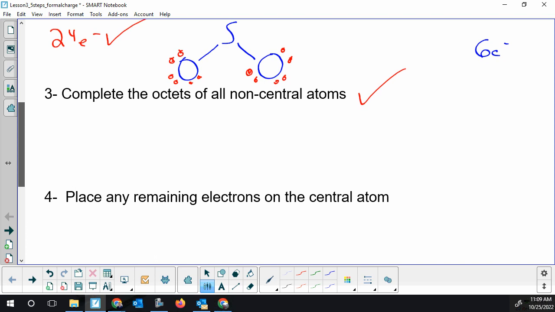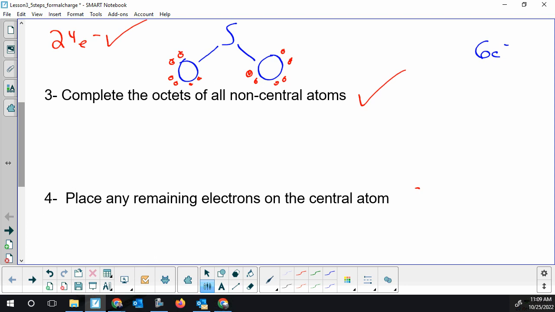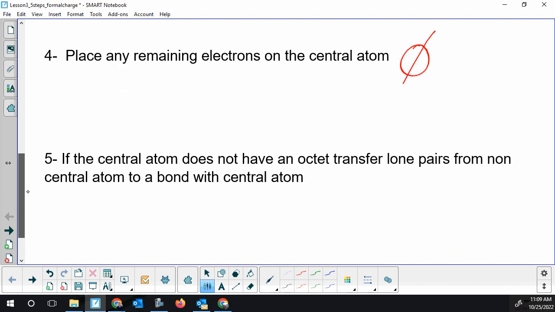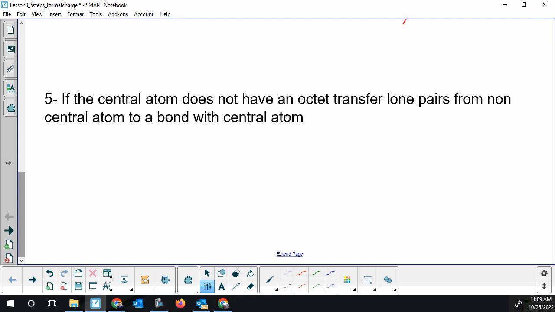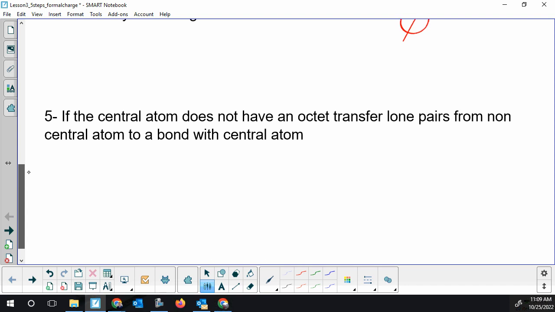Okay. Place any remaining electrons on the central atom. Well, that is 0. So I have 0 to add in. If I had 2 left, I'd put a lone pair in the middle. But in this case, I don't. If the central atom doesn't have an octet, transfer a lone pair from an outer atom to bond with the central atom.